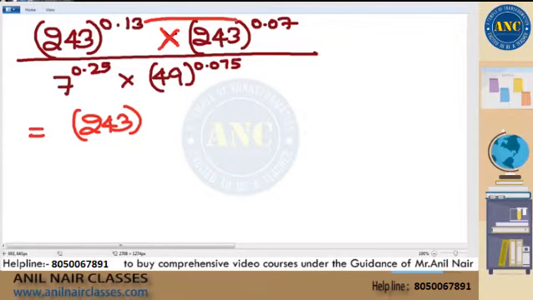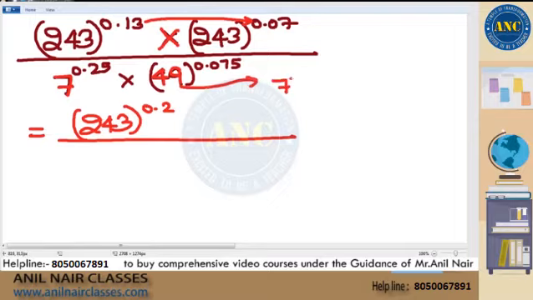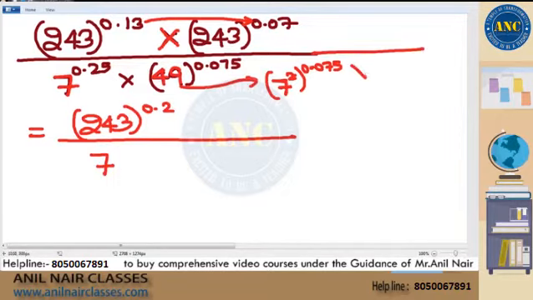Add the powers. 0.13 plus 0.07 is 0.2. Again, denominator base here is 7. 49 is the second base, but 49 is 7 square. That means this can be written as 7 square to the power of 0.075. That means again I can make the base the same. Here the base is 7. Here also base is 7 because 2 into 0.075 is 0.15, right? Now another term I forgot to write in the denominator.